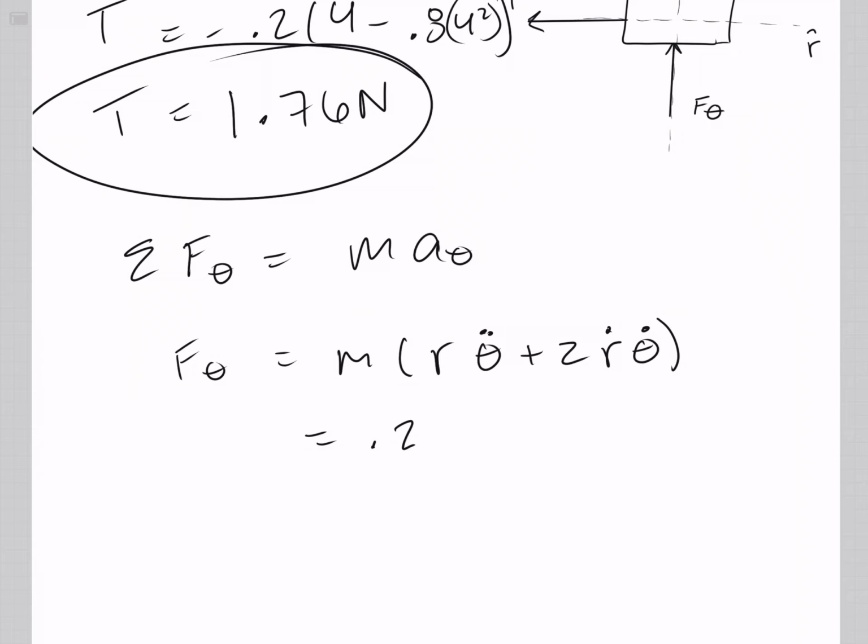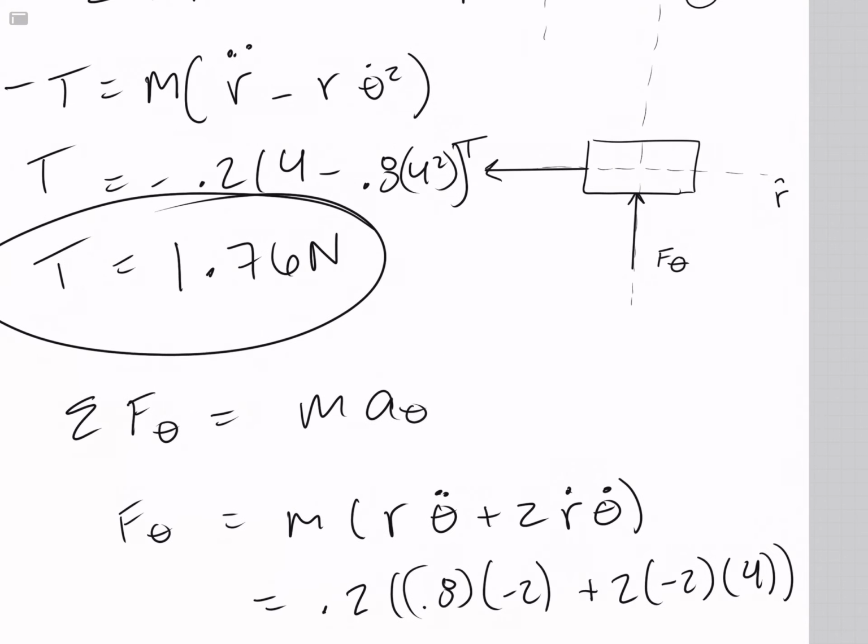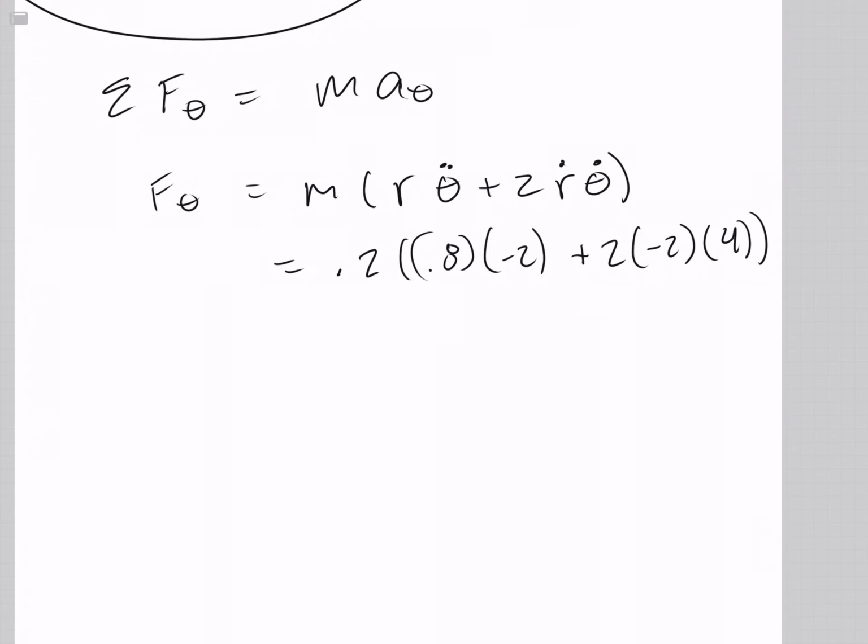And that is equal to 0.2 times 0.8 minus 2 plus 2 minus 2 times 4. And the values of theta double dot and r dot are both negative, where theta dot is positive. And for that reason, we don't know which side F of theta is on. So we're going to assume that it's positive, and later we can decide, if the value comes out as negative, that it's actually attached to the other side.